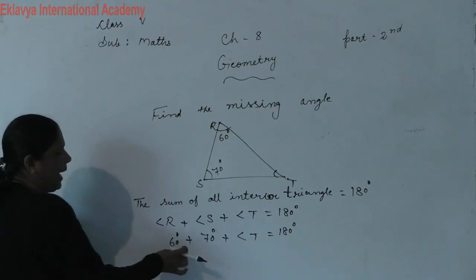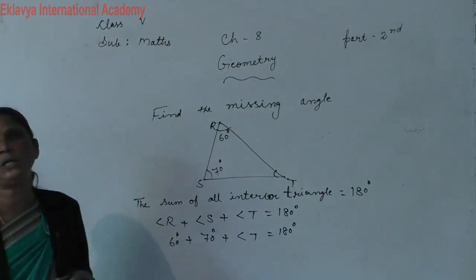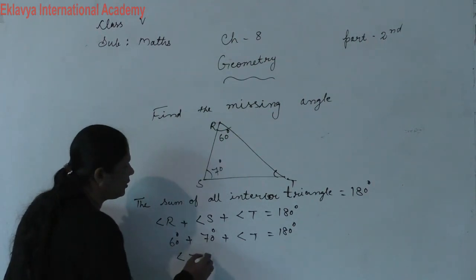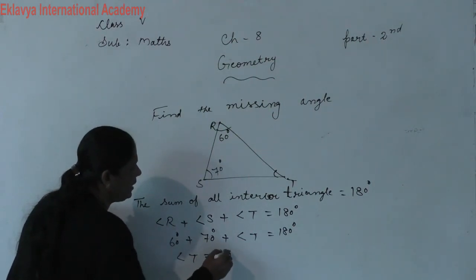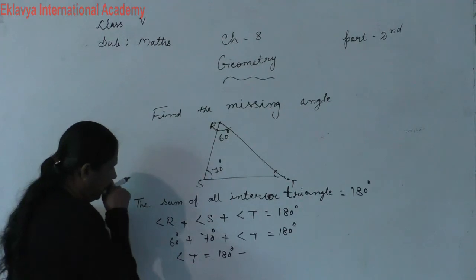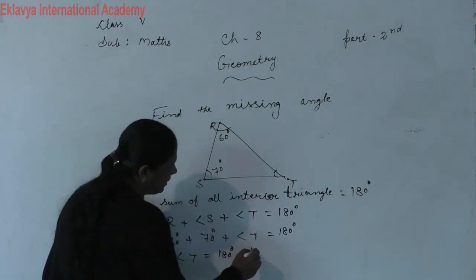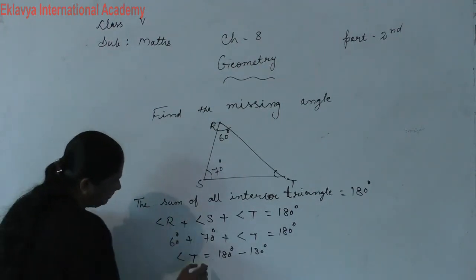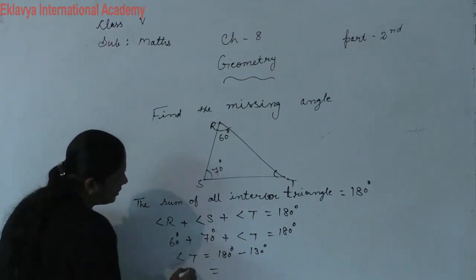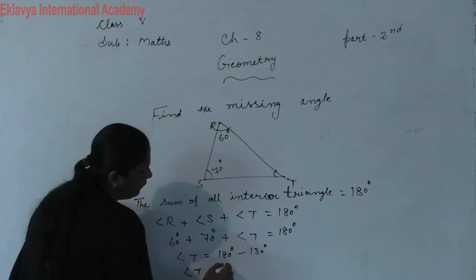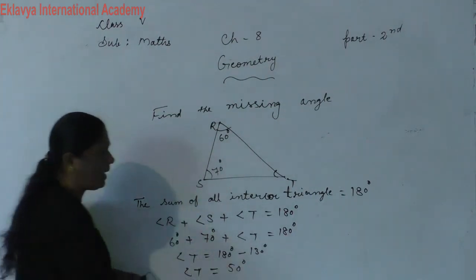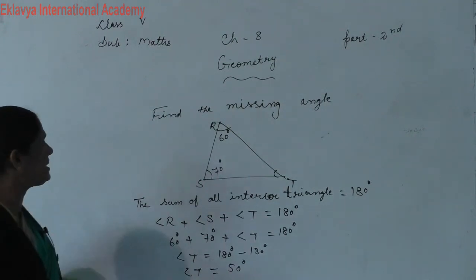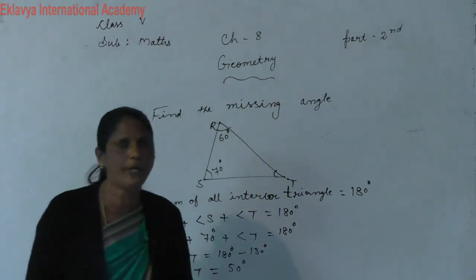Then first you add 60 plus 70. Angle T is equal to 180 degrees minus 130 degrees. Then angle T is equal to 50 degrees. Understand? This is the missing angle. Okay, thank you.